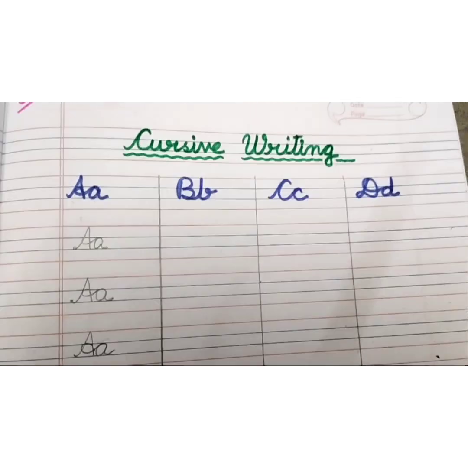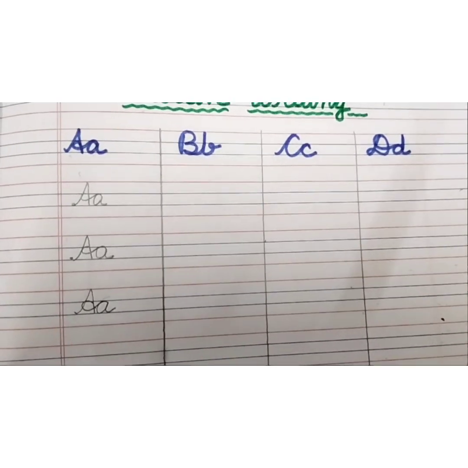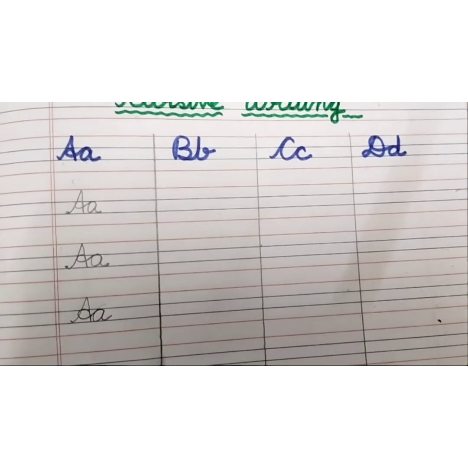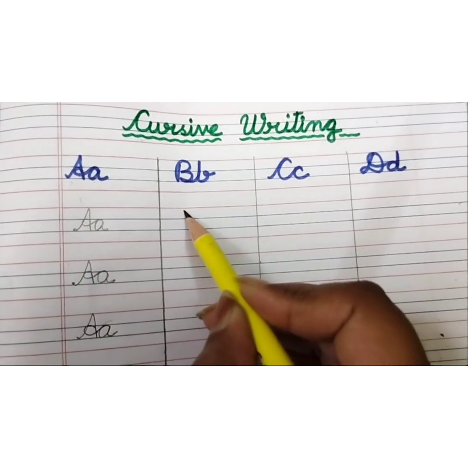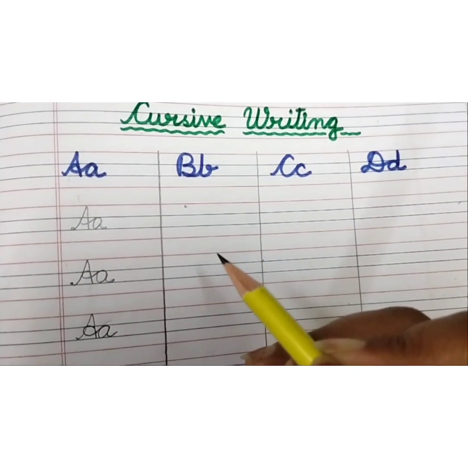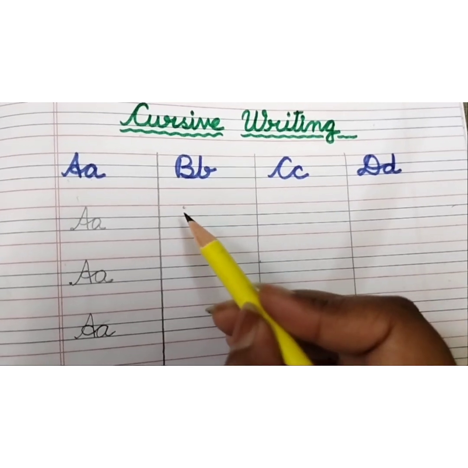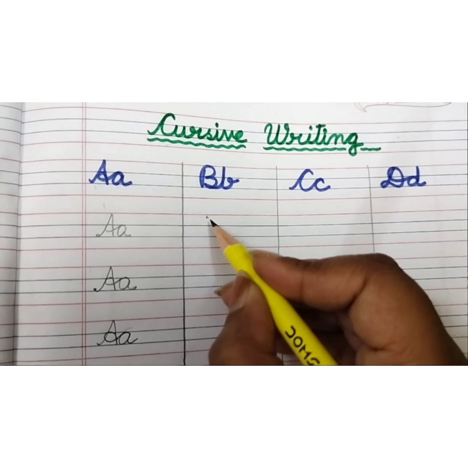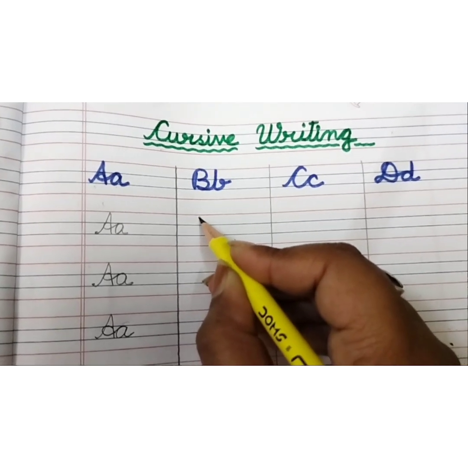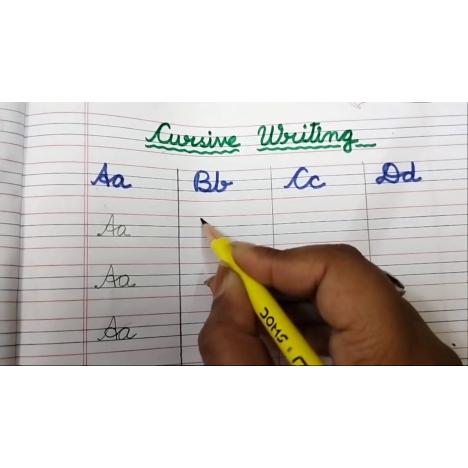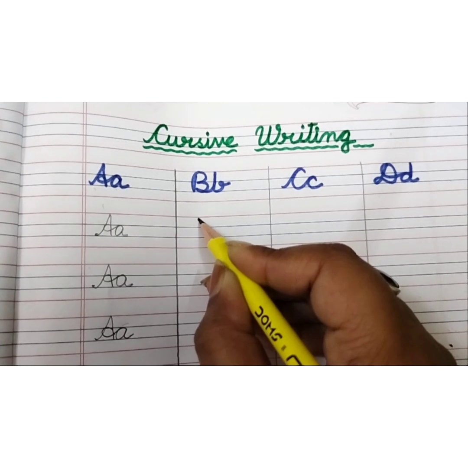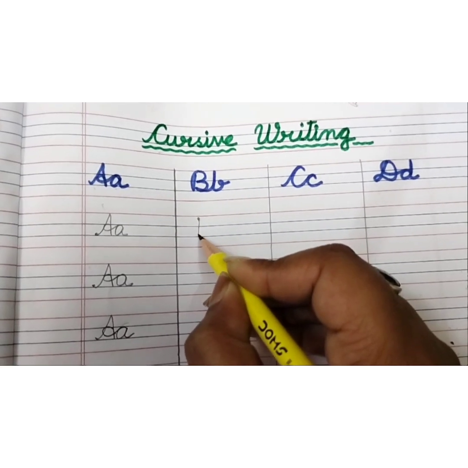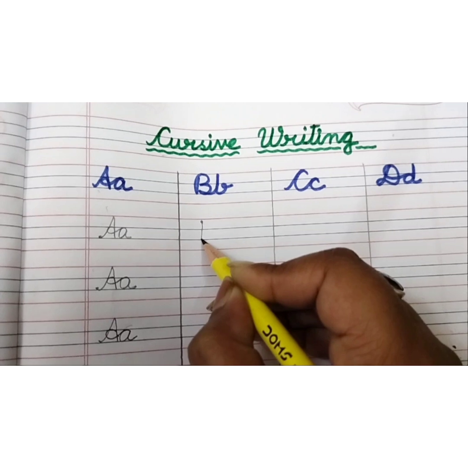Now I will show you how to write B. Now follow me children. This is our starting point for writing B. Say this dot. This is our starting point. From this starting point, means from this red line, we will come down to the third line.